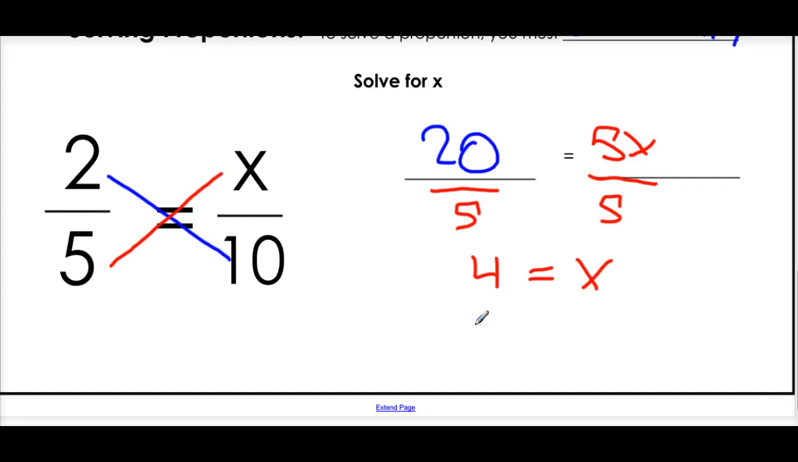Now, if you wanted to check that answer, you could easily put both of those in your calculator. You could put 2/5 in your calculator and 4/10 in your calculator, and they'll both come out to give you the same decimal, which means you did it right.